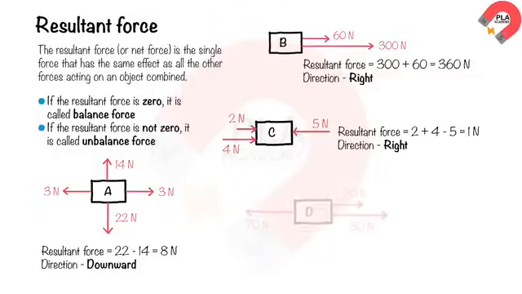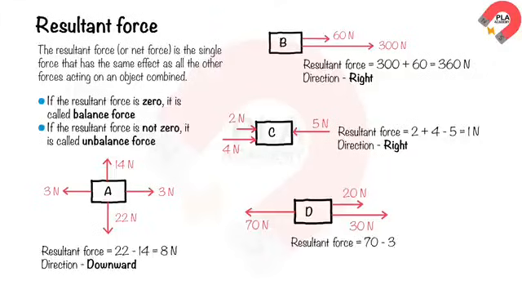A box D has the forces acting on it as shown. The resultant force can be found by adding the leftward forces of 30 newtons and 20 newtons and subtracting the rightward force of 70 newtons. So, the resultant force is 20 newtons acting to the left.